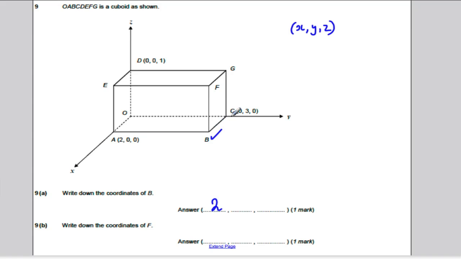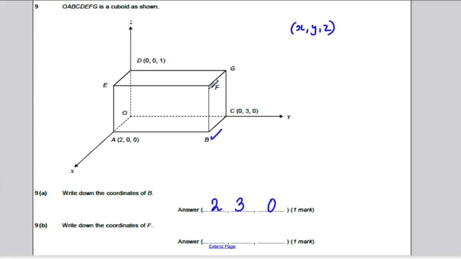B is also in line with C, which is 3 along the y-axis, so B must be 3 along the y-axis. And also B is in line with A, C and O in terms of the z coordinate. It has no height, it's not up at all, it's flat in terms of the z, so it's 0 there. So the coordinate is 2, 3, 0.